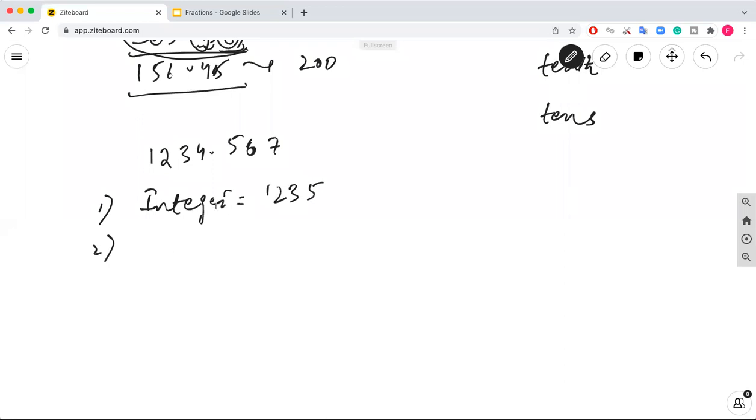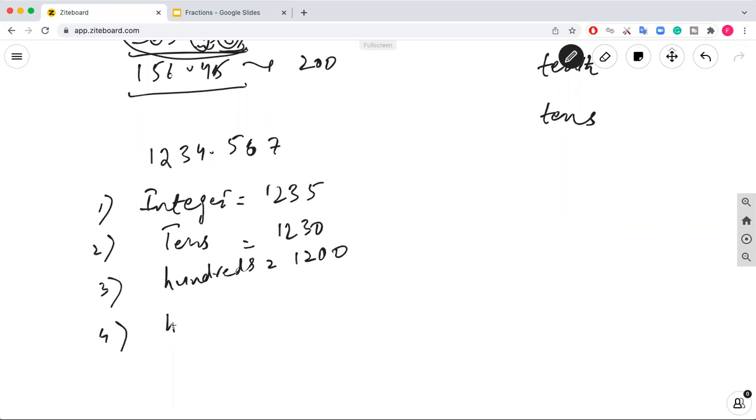Nearest integer. And if you're asked to round to nearest tens digit, what will be the answer? 1230. If you're asked to round to nearest hundreds, 1200. If you're asked to round to nearest thousands, 1000, right?